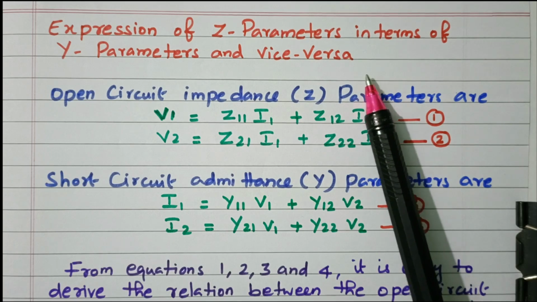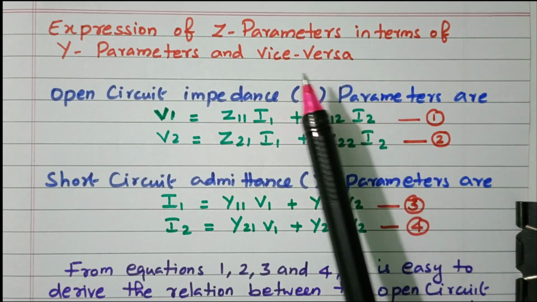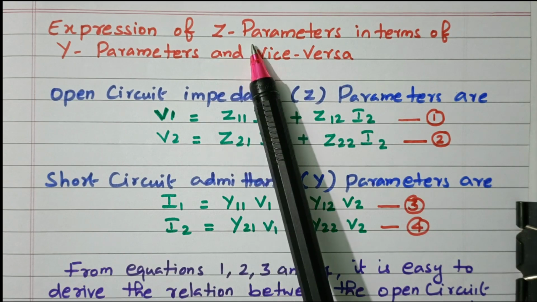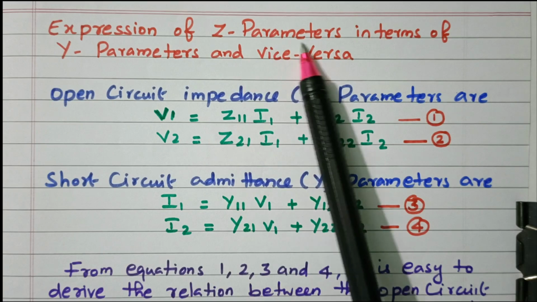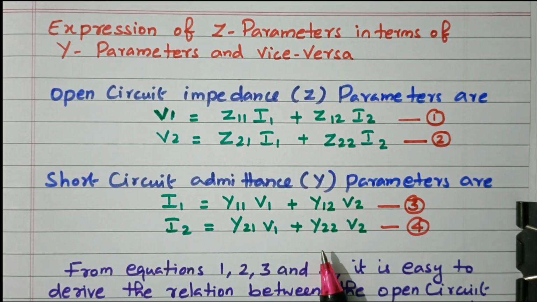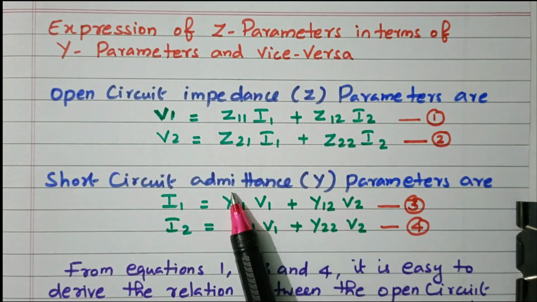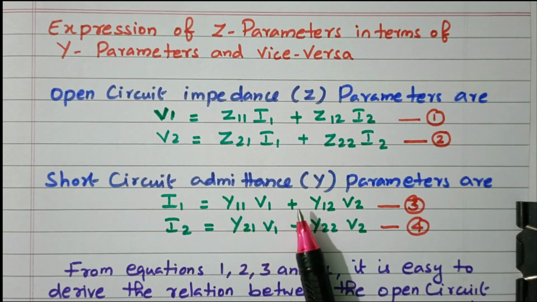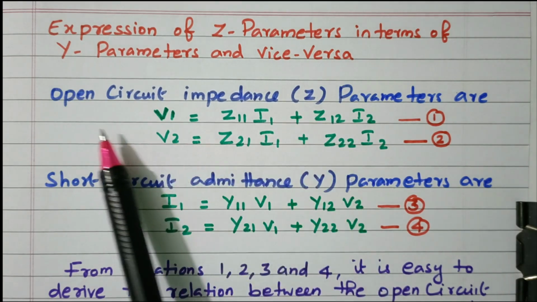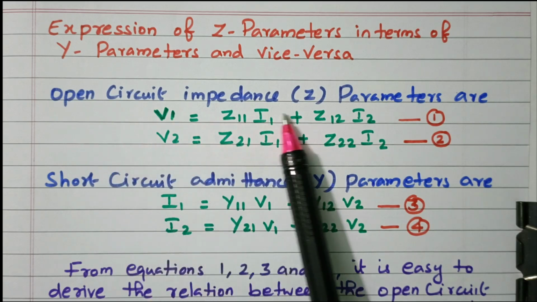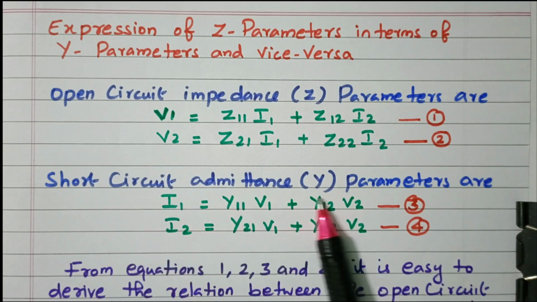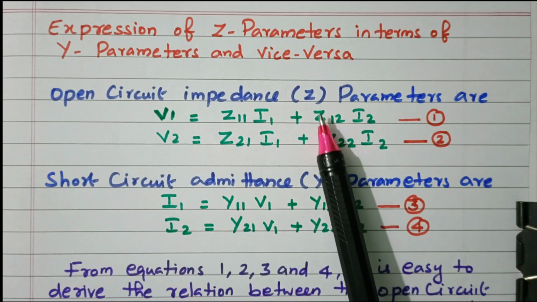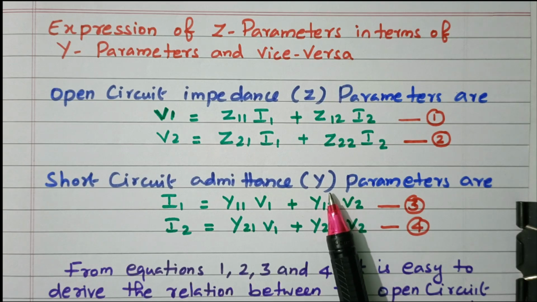Now we'll go to the topic. In the two-port network, we are going to express Z parameters in terms of Y parameters and Y parameters in terms of Z parameters. First we will see what is Z parameter and what is Y parameter. Z parameter is nothing but open circuit impedance parameters. Y parameter is short circuit admittance parameters. A separate video is available for Z parameter and Y parameter. The link is available in the description box.